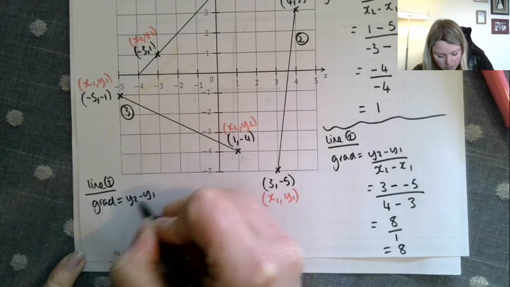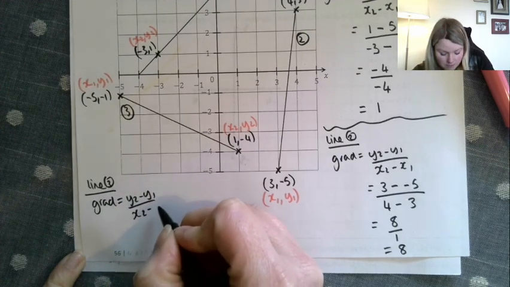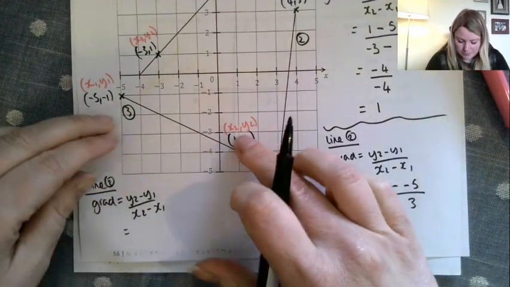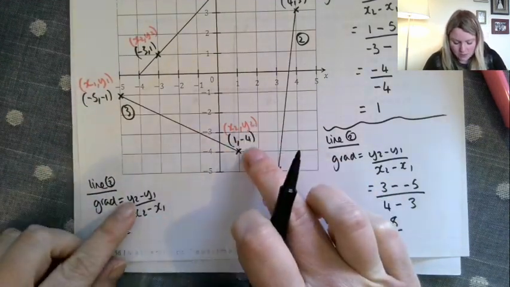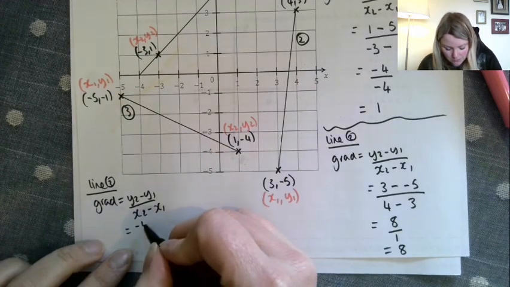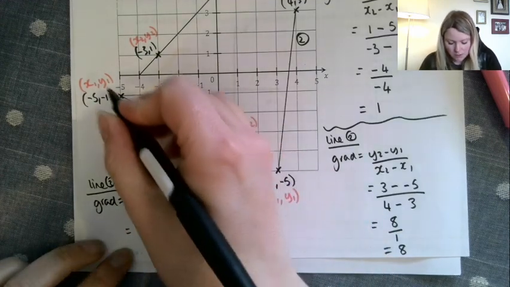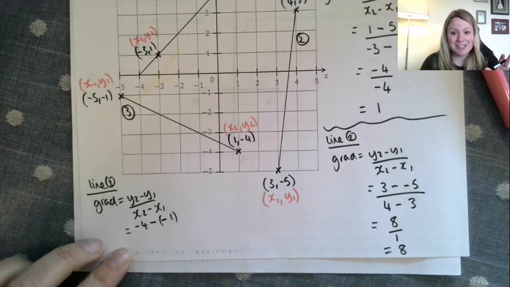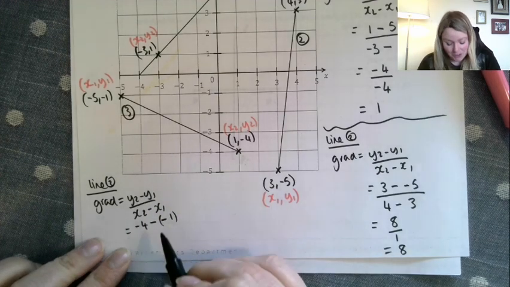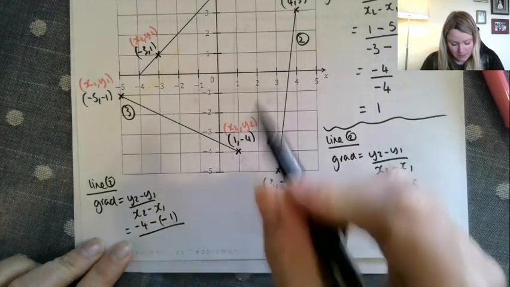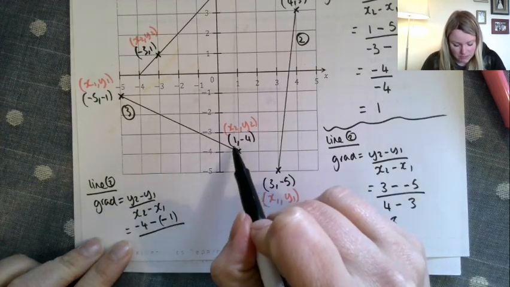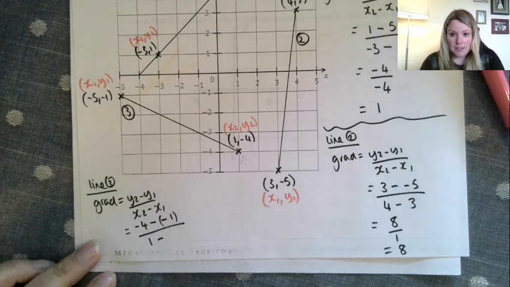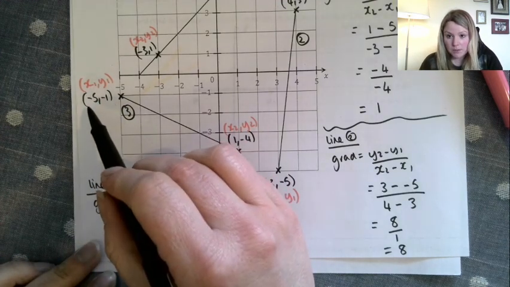Right? Now, gradient is y2 minus y1 over x2 minus x1. Let's refer back to our graph. So y2 is minus 4, take away y1, which was minus 1. Oh, we're going to have to be super careful here. You watch me, because I'm bound to make a silly mistake. Right, x2 is this one, 1. Take away x1 is this one, minus 5.